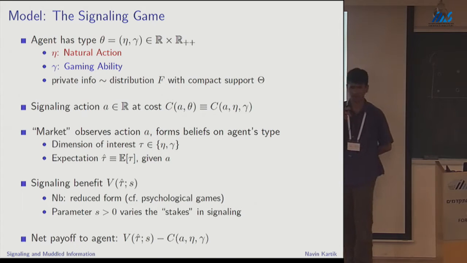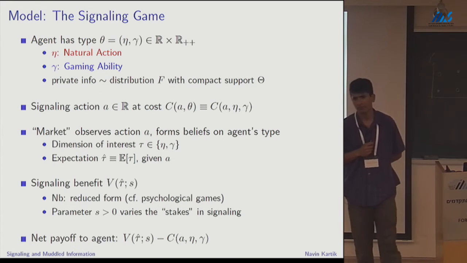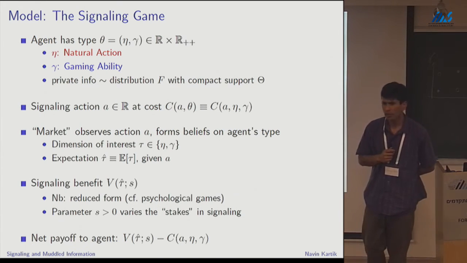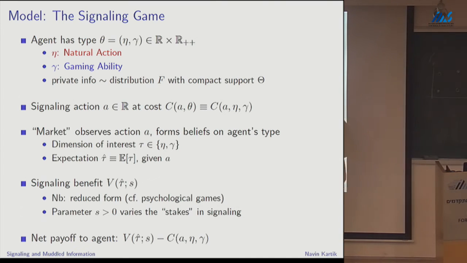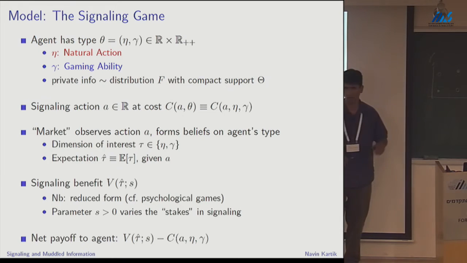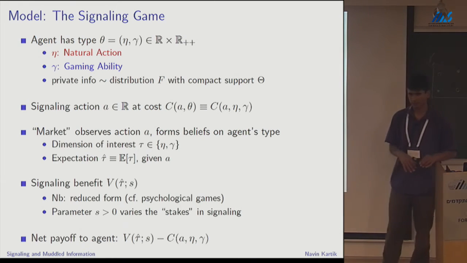There was a question: how is tau known by the agent? Yeah, so I'll make this clear in a moment, but everything here except the agent's realization of private information is common knowledge. You should view this cost function, whether tau is eta or gamma, exactly what the value function is, these are all parameters of the problem. So in that sense, it's just a standard signaling game.